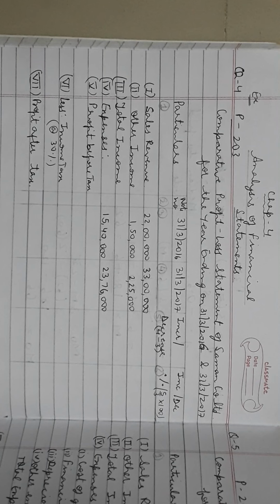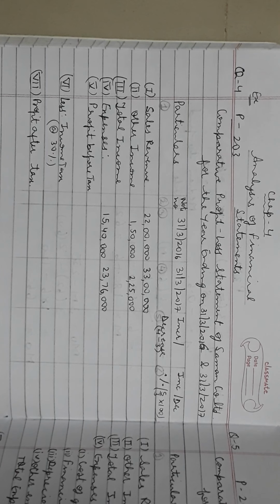Accounts Standard 12th, Chapter 4, Part 2, Analysis of Financial Statement. In the last lecture, we have already discussed the theoretical points related to analysis of financial statement. In that, we discussed the comparative statement analysis and common size statement analysis. That was the theoretical part. Today we are going to start with practical sums related to the chapter on analysis of financial statement.